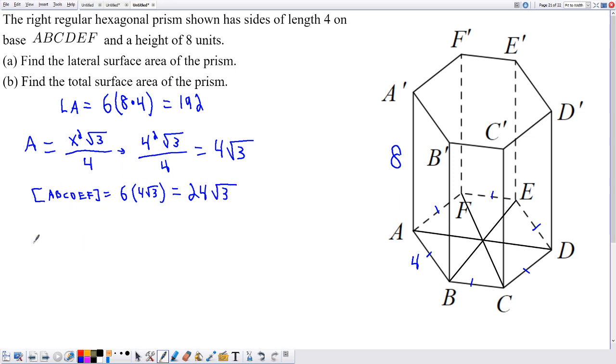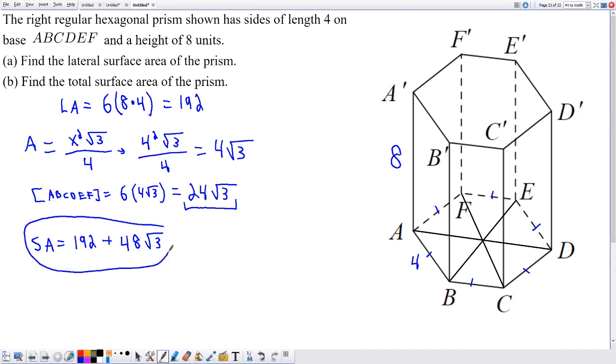So let's calculate the total surface area. Well, it's going to equal the lateral area, all the rectangles, plus the 2 hexagon bases. So we actually want to multiply this by 2, since this is just the area of one of the hexagons. So when we multiply by 2, this becomes 48 root 3. And that is how we get our answer.